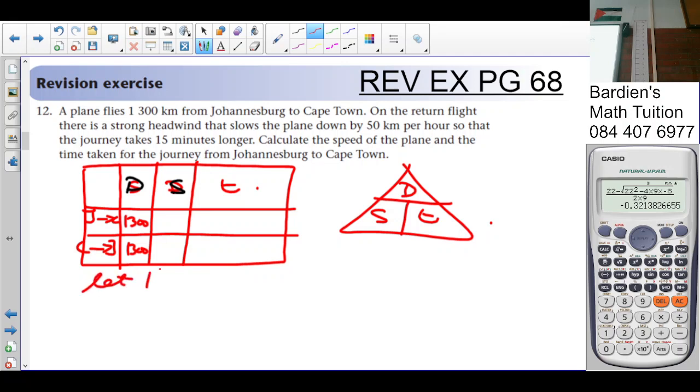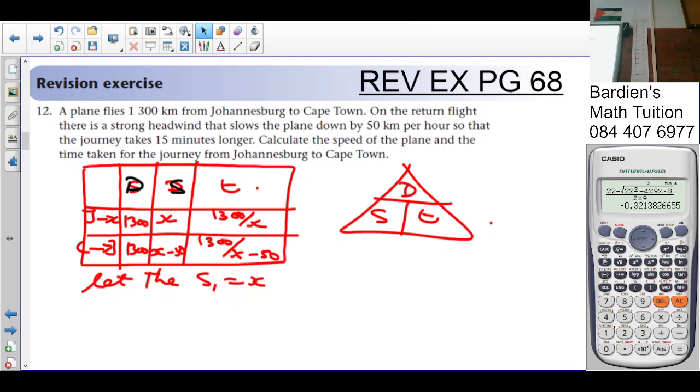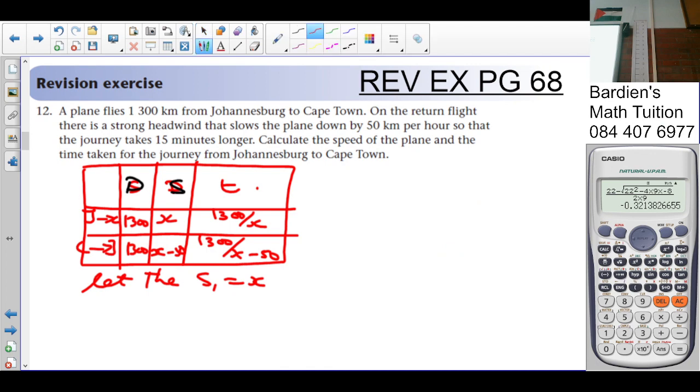So we say let speed 1 equal x, or the outgoing speed from Johannesburg to Cape Town be x. So it's going to be 50 kilometers per hour slower. So it's going to be x minus 50. So the time here is 1,300 over x, whilst the time here is going to be 1,300 over x minus 50. Okay. So which time is longer? So we don't need this now, so we sorted it out. So we are told it takes 15 minutes longer. Okay? Calculate the speed of the plane and the time taken for the journey from Johannesburg to Cape Town. So I must calculate x and I must calculate 1,300 over x. Okay? So which time is longer? Time 1 or time 2?